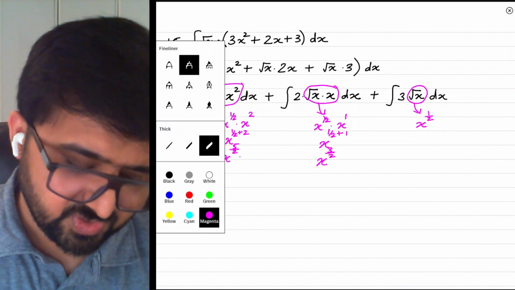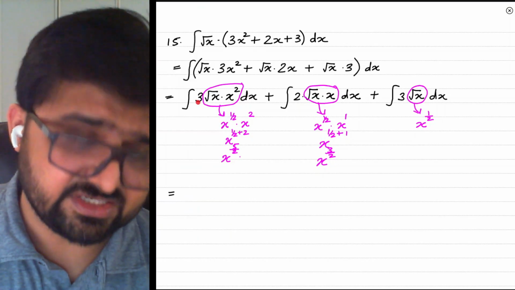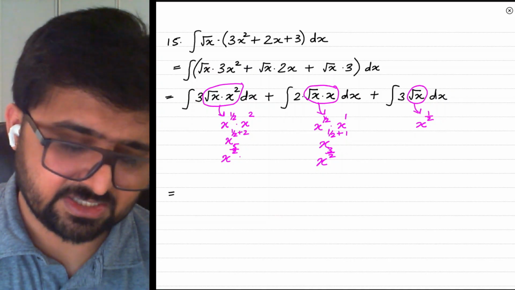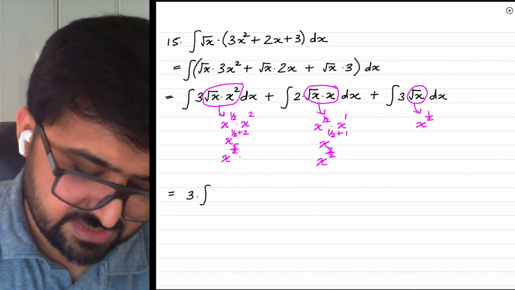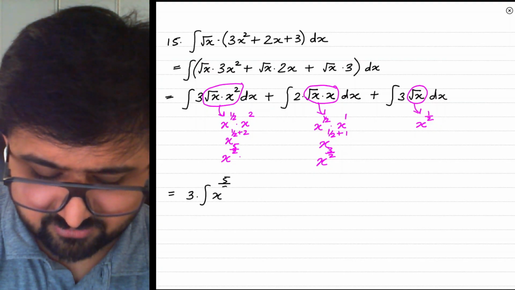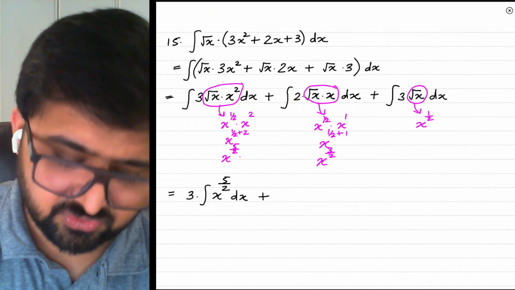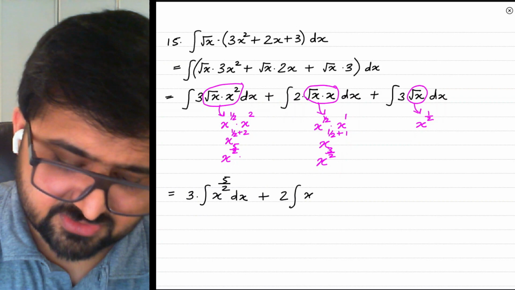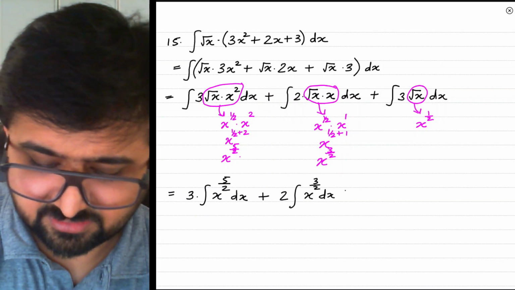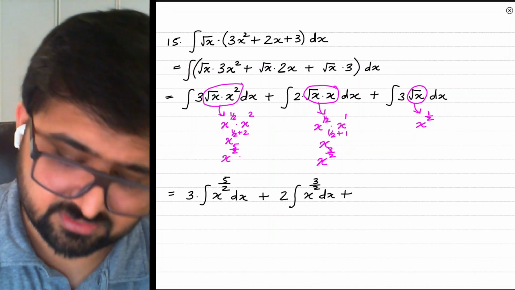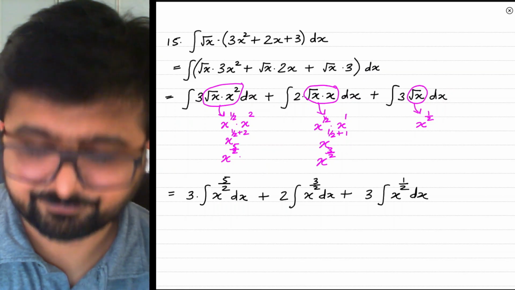Now let's substitute those values in the integral. Take those constants out. So take that 3 out of the integral. So you get 3 integral of x to the power 5 by 2 dx, plus take that 2 out. You're left with x to the power 3 by 2 dx, plus again take that 3 out. You are left with integral of x to the power 1 by 2 dx.